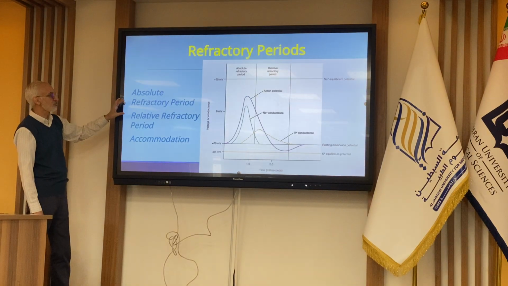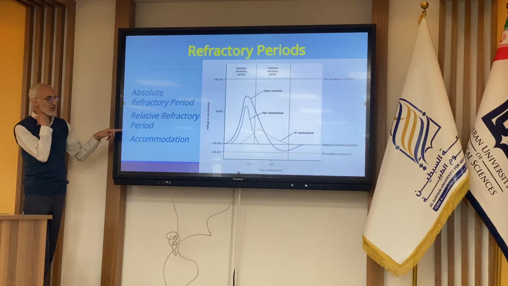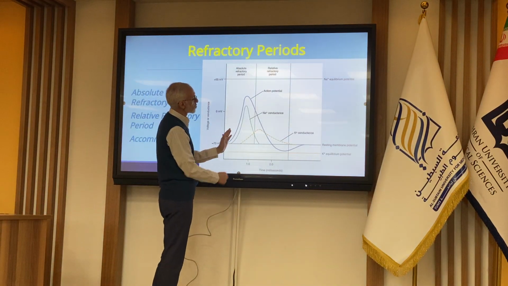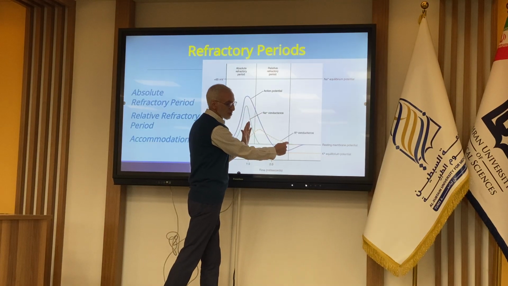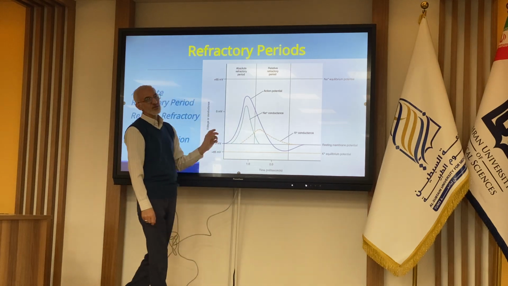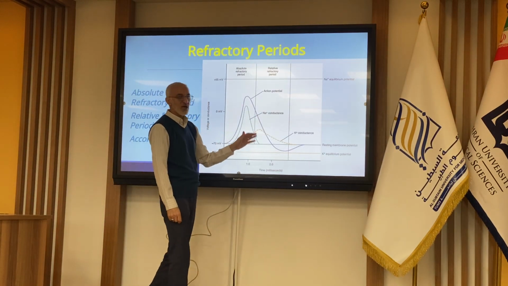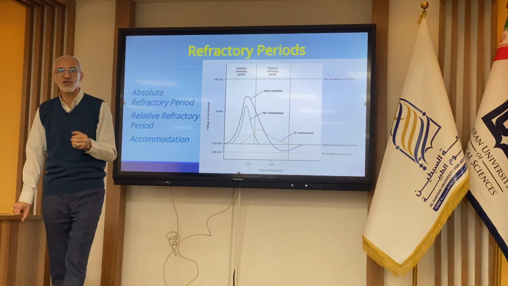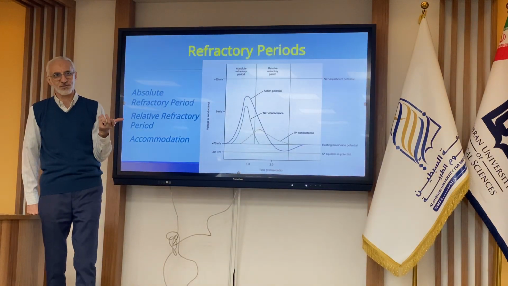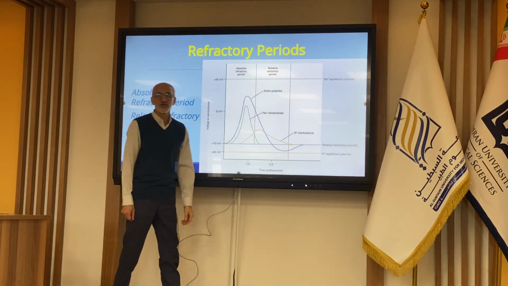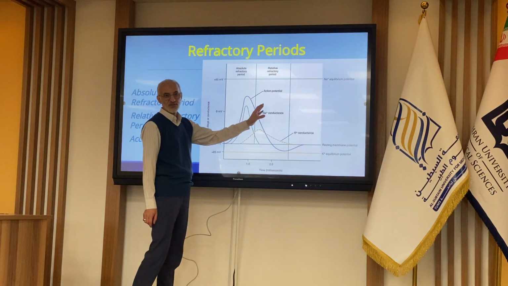The refractory period is divided into two types: absolute refractory period and relative refractory period. The absolute refractory period is from the beginning to near the end of the action potential. But the relative refractory period is from here to here. In the absolute refractory period, the cell does not respond at all. But in the relative refractory period, it may respond to a higher than normal stimulus. For example, in the normal condition, maybe a 20 millivolt local potential produces an action potential. But in the relative refractory period, you need 15 millivolts for stimulation. The normal stimuli cannot stimulate the cell.